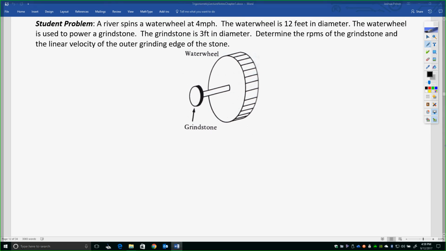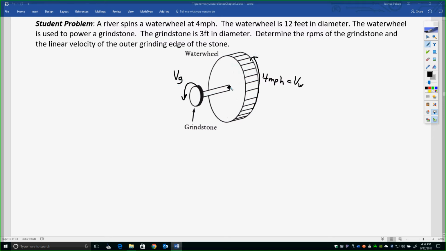Okay, the next example is the grinding stone. The grinding stone is being moved by a water wheel, probably in some kind of river or stream, moving at 4 miles per hour. That's a velocity. We'll call that W for the water wheel, and we'll call this one G for the grinding stone. It moves the same way, and we need the velocity of the grinding stone.